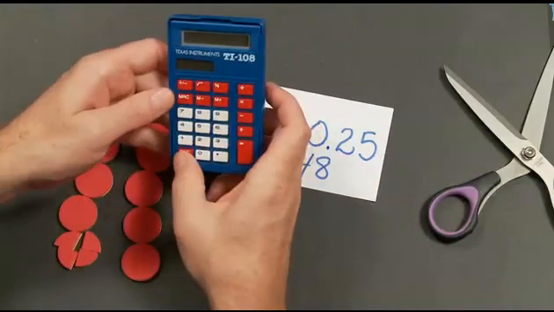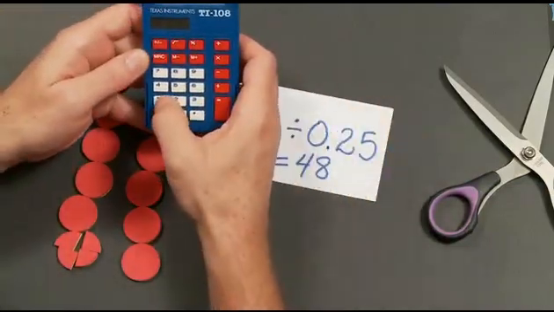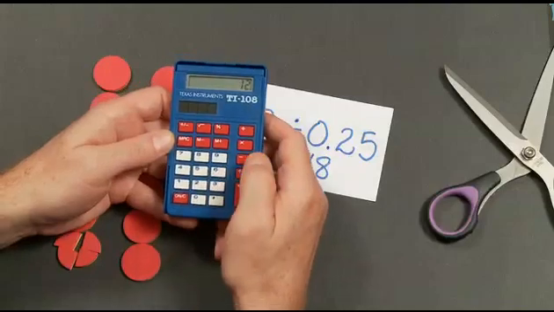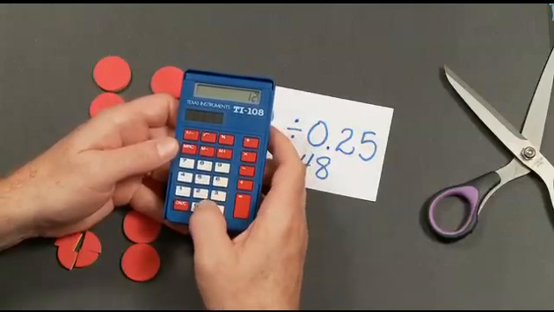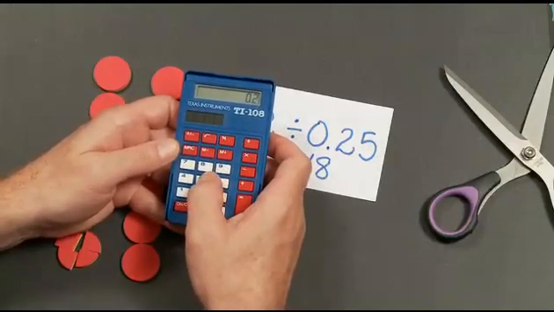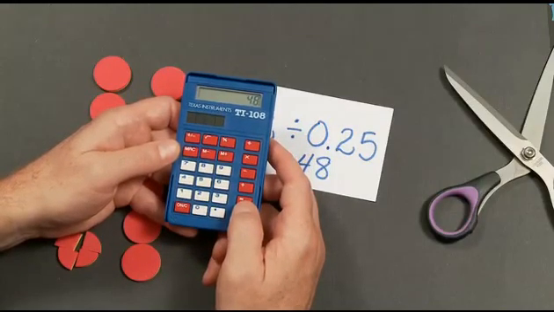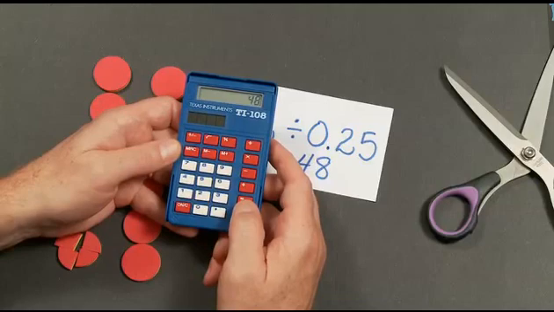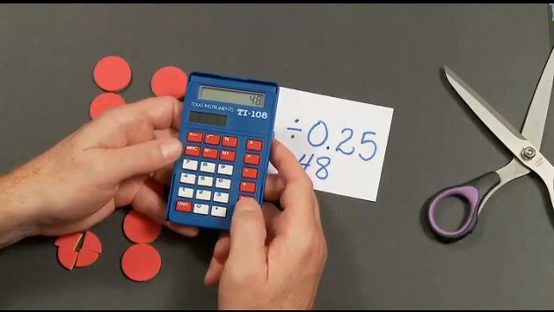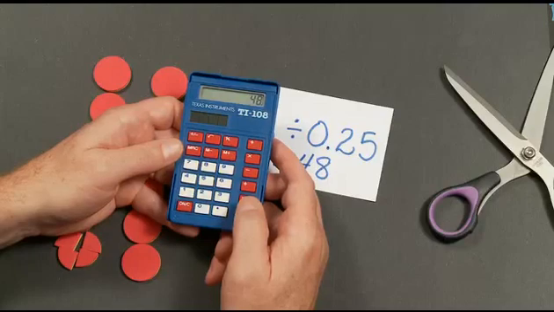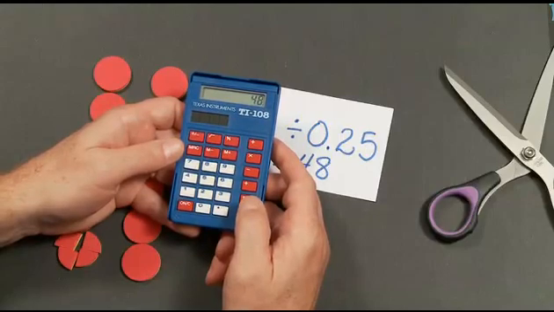Let's check it with our calculator. 12 divided by 0.25 equals 48. So does division always result in an answer that is smaller than what we started with? No. What division does is ask, how many groups can I make out of a number?